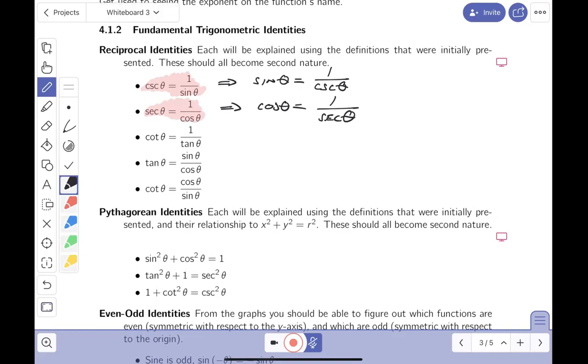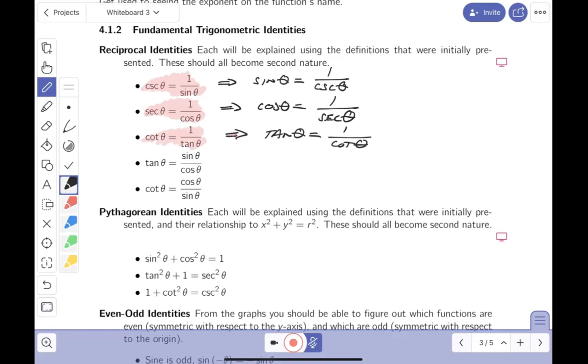All right. Now, I can write the next one down. A little confusing, I guess I could do it. The cotangent of theta is reciprocally related to tangent of theta. Let's write it down a little differently. I can write down the tan of theta is equal to 1 over the cotangent of theta.